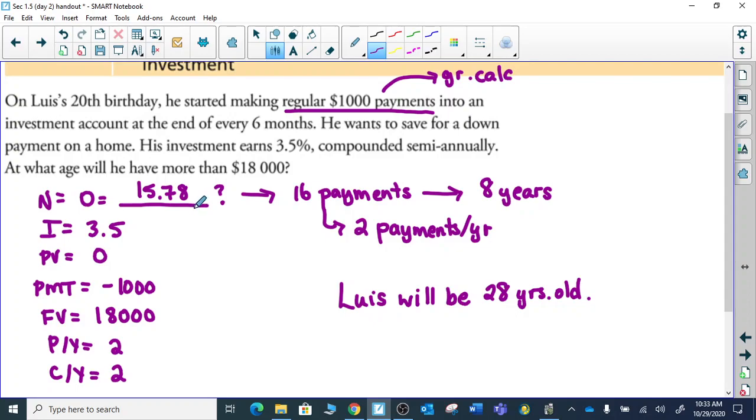And so that's what you're going to be working on to finish up section 1.5 today, is just some more questions with the graphing calculator, regular payments, finding different variables other than just future value.